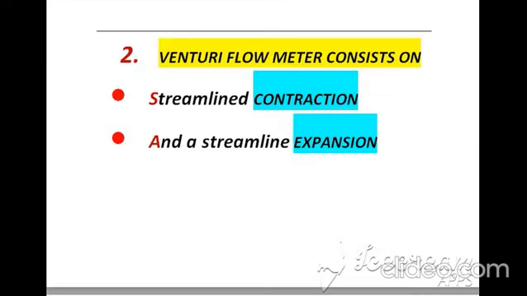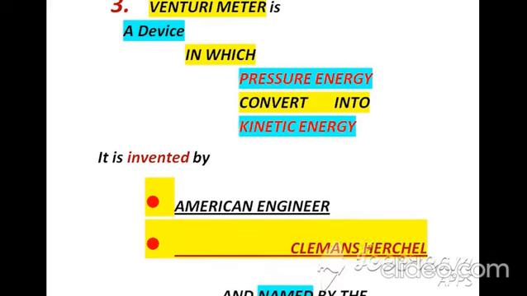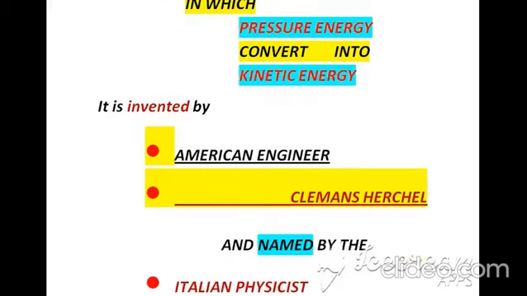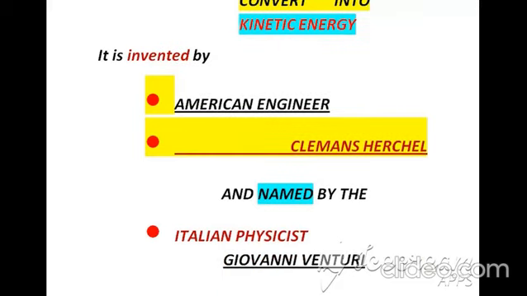According to the second point, Venturi flow meter consists of a streamline contraction and a streamline expansion. According to the third point, Venturi meter is a device in which pressure energy is converted into kinetic energy, and this Venturi meter was invented by American engineer Clemens Herschel and named by the Italian physicist Giovanni Venturi.